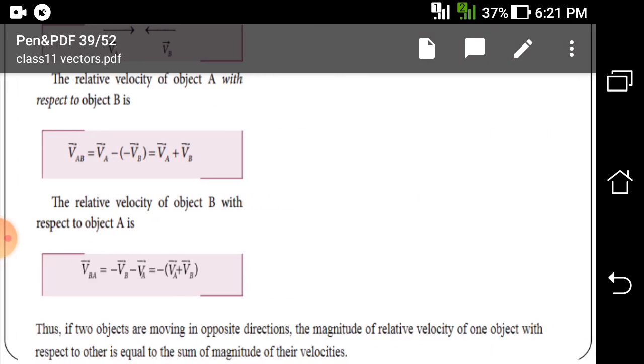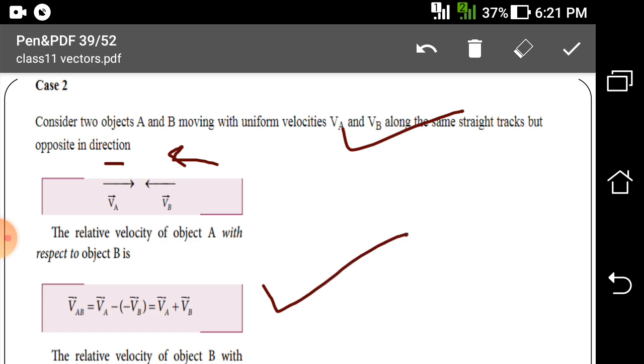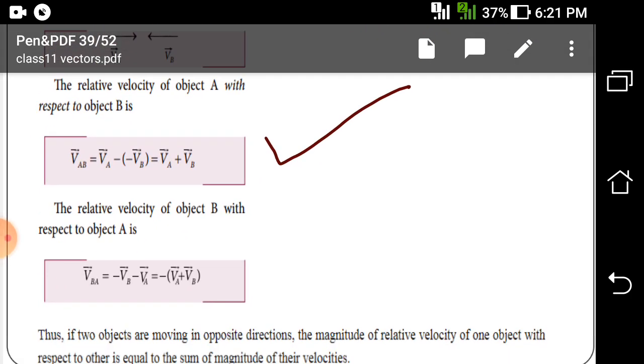The next is the case of relative velocity of two objects when they are moving in opposite direction. Suppose VA is moving in this direction and VB is moving in this direction. Both are moving in opposite direction. So relative velocity of A with respect to B is equal to VA minus of minus VB, that is VA plus VB. This is the case when both the objects are moving in opposite direction.